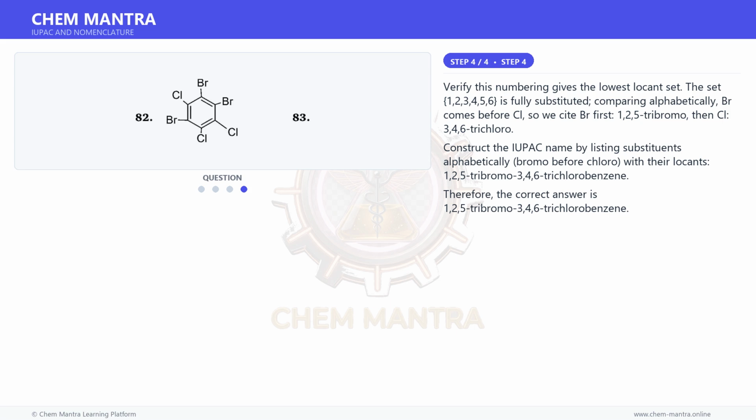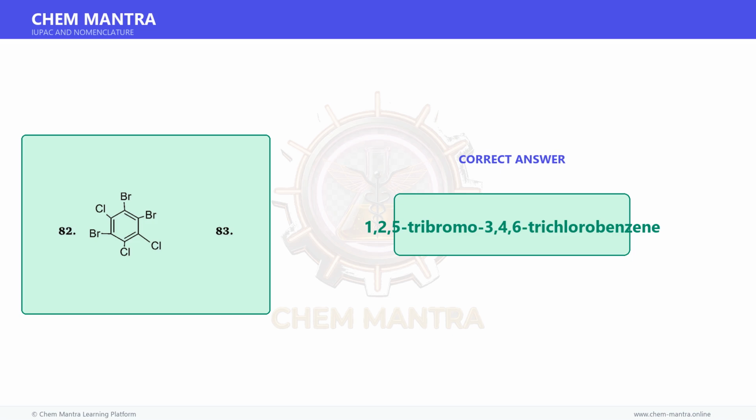trichloro. Construct the IUPAC name by listing substituents alphabetically, bromo before chloro, with their locants: 1, 2, 5, tribromo, 3, 4, 6, trichlorobenzene. Therefore, the correct answer is 1, 2, 5, tribromo, 3, 4, 6, trichlorobenzene. The correct answer is shown on screen.